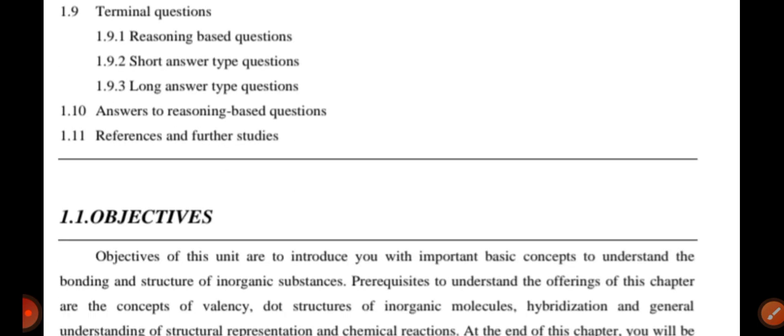1.9 Terminal questions. 1.9.1 Reasoning based questions. 1.9.2 Short answer type questions. 1.9.3 Long answer type questions. 1.10 Answers to reasoning based questions. 1.11 References and further studies.